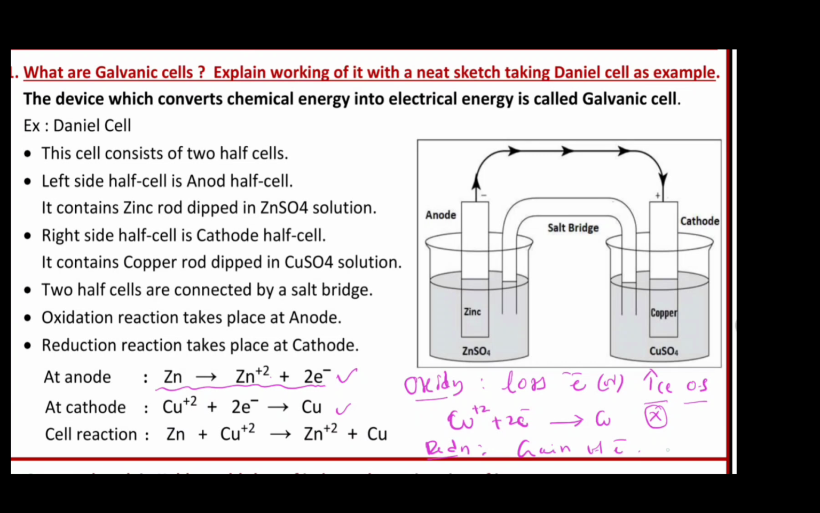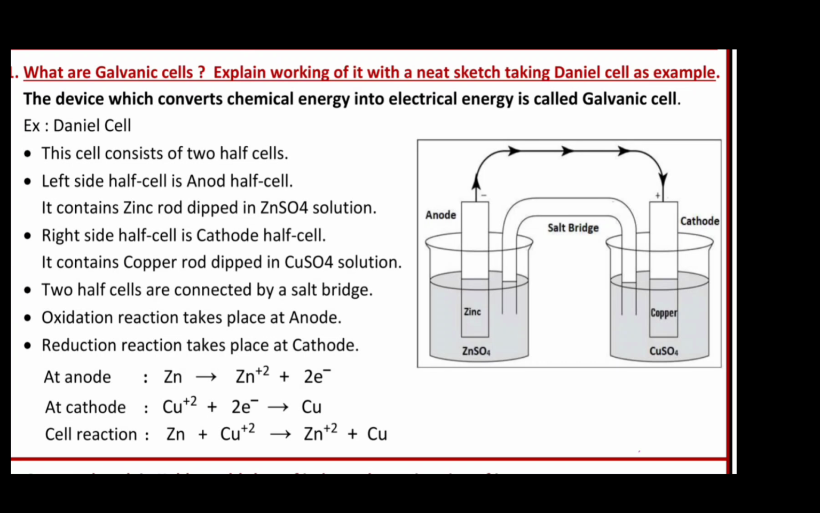During reduction reaction, oxidation number decreases. Here the copper oxidation state is plus 2, but here the oxidation state of copper is 0. Reduction means reduce in the oxidation state, and that is called reduction reaction. So these are the two reactions that take place at anode and cathode simultaneously. During this redox process, some amount of chemical energy will be released. That chemical energy is converted into electrical energy by this device called Daniell cell or galvanic cell.